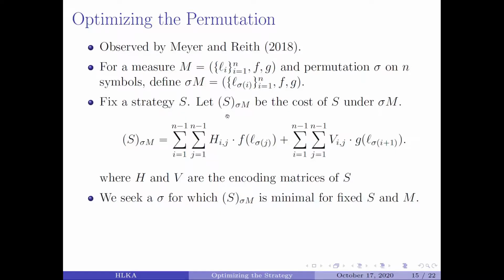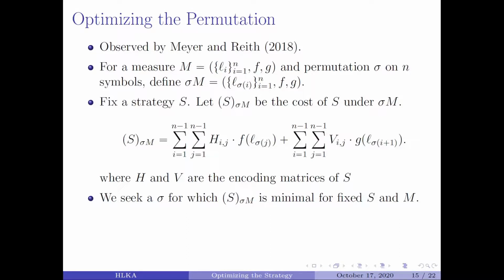We'll fix the strategy S, and we'll compute the cost of the strategy S under the permuted measure sigma m using this expression here. H and V here are two matrices that encode the horizontal and vertical edges of the strategy S respectively. Given this cost expression, what we're looking for is a permutation sigma that minimizes this cost for a fixed S and m.